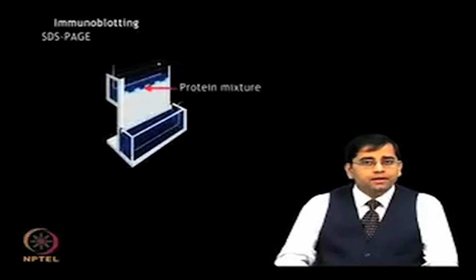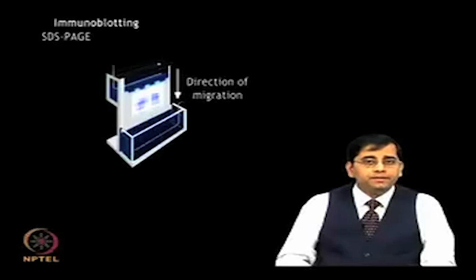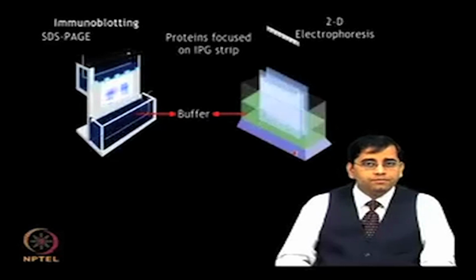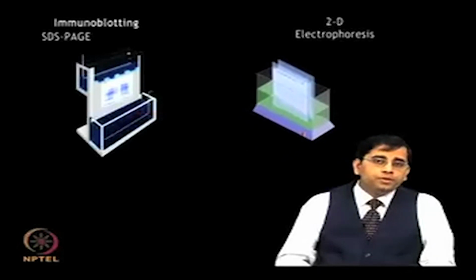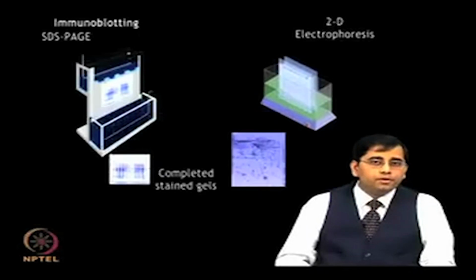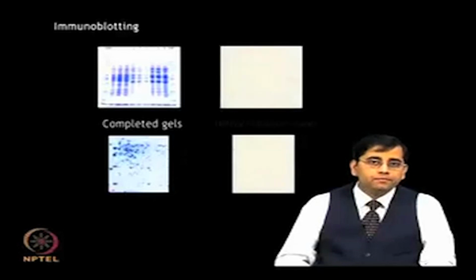Protein mixture containing phosphorylated as well as other modified forms can be separated by electrophoresis. SDS-PAGE and two-dimensional gel electrophoresis are most commonly used for protein separation. These separated proteins on the gel are used for further analysis.